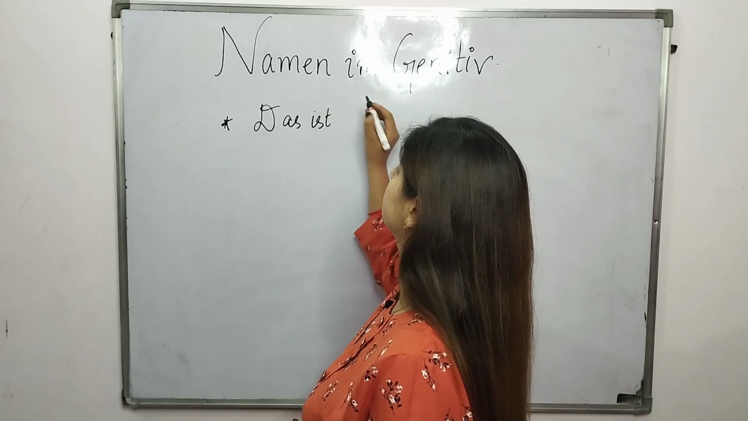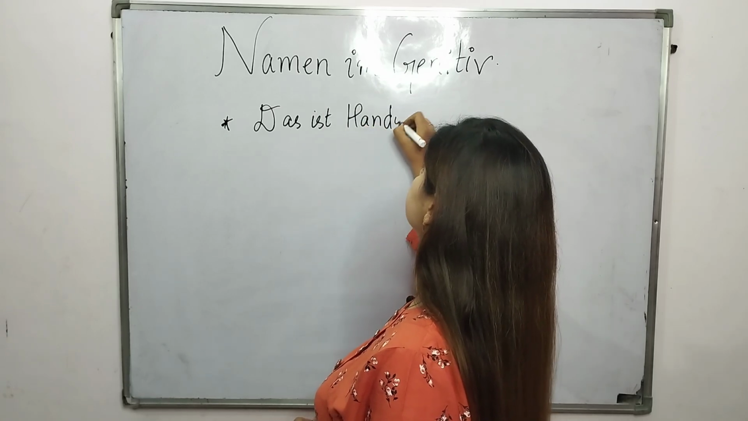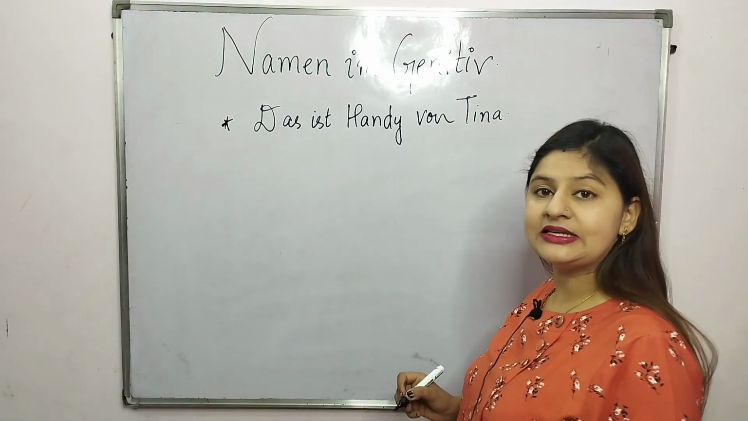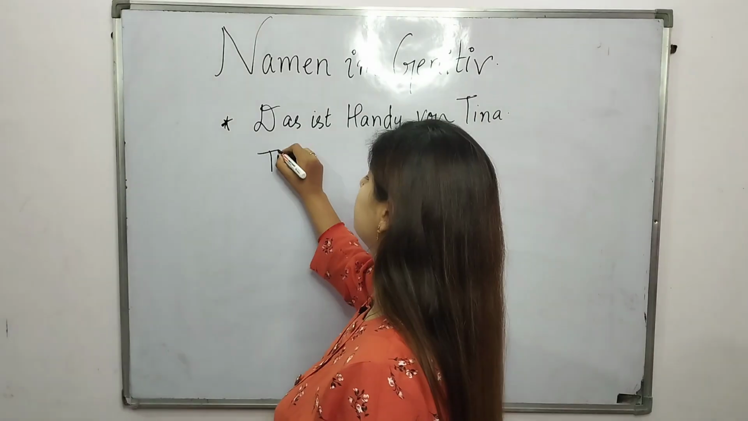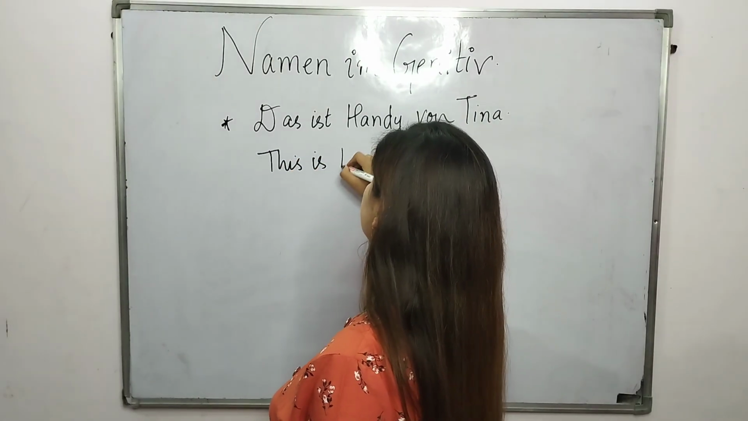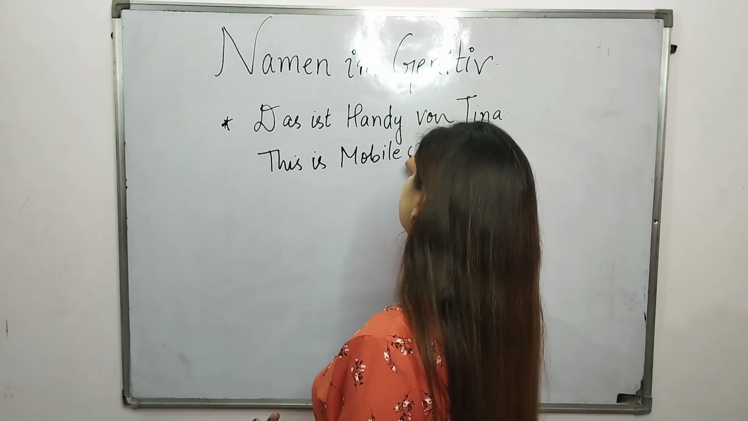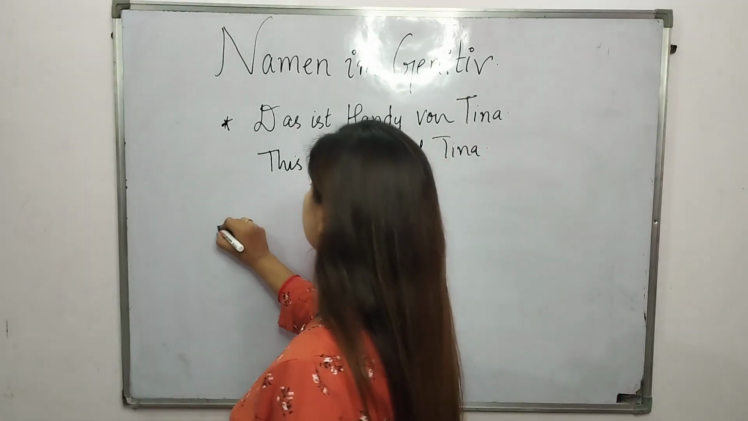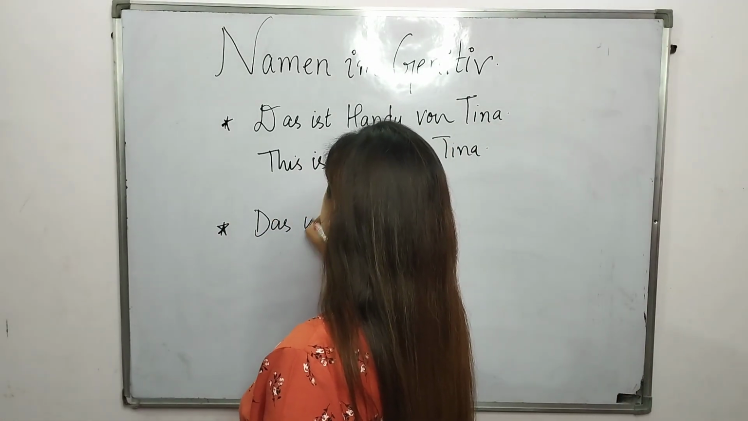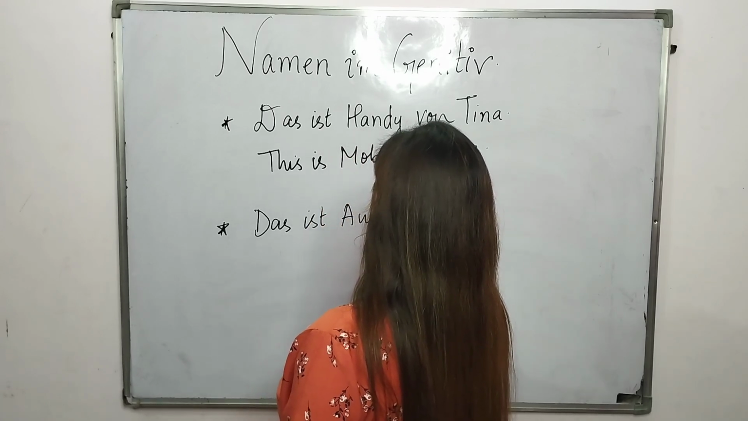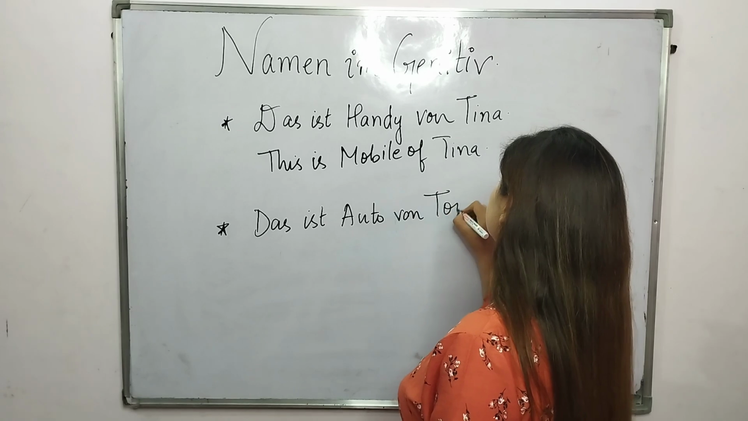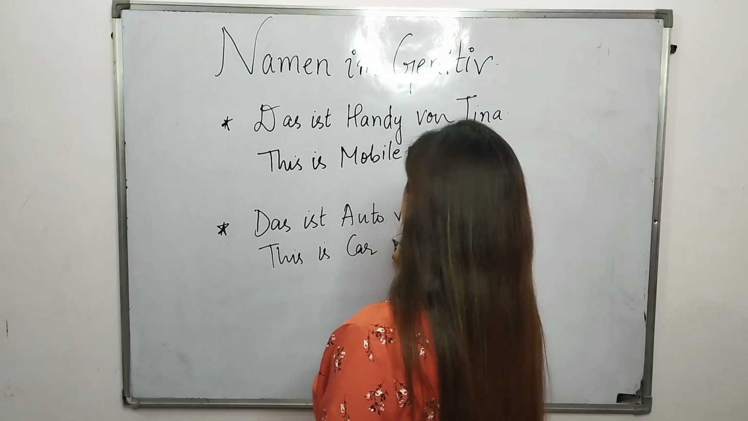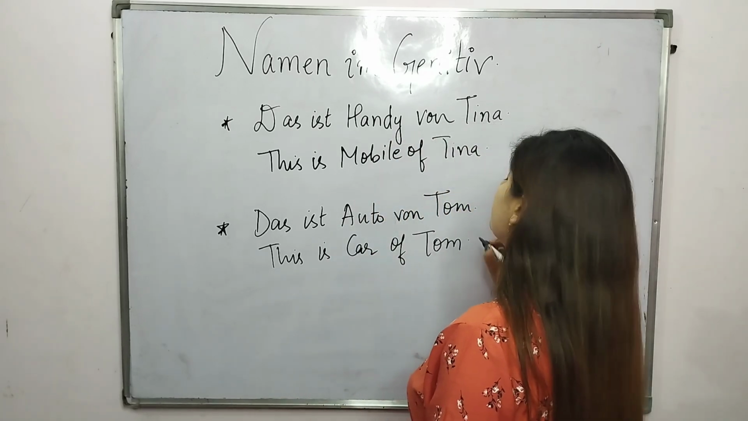Das ist Handy von Tina. So basically this is mobile phone or mobile of Tina. One more example. Das ist Auto von Tom. So this is car of Tom.